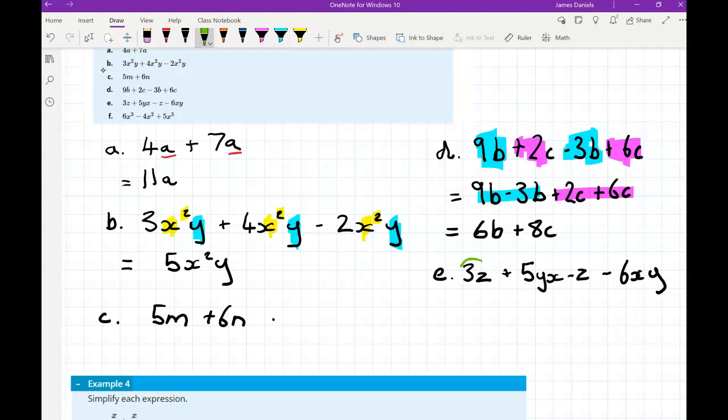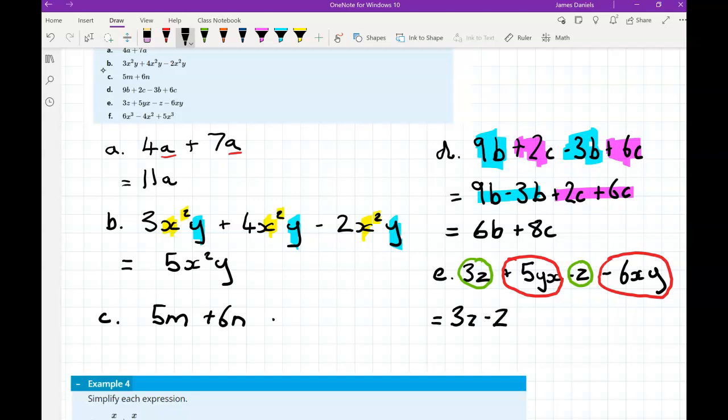If I have 3z minus 1z, they're like terms, that's just 1z. Here I have plus 5yx. Now this is minus 6xy. Now, as I said in those early examples, because it's times, as long as we have the same pronumeral and the same index, they are still like terms. So I have common ones there, and we can now look at collecting them.